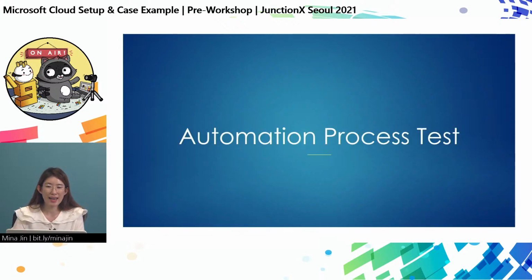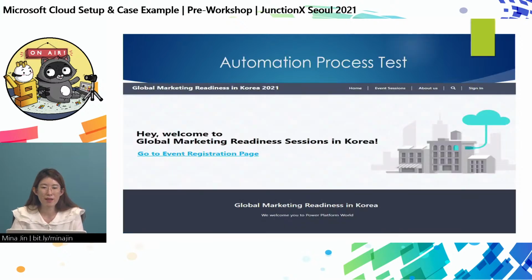Then I tested the automation process as well. As a start, go to the landing page of the website that I am hosting through Power Apps portal. The event website is connected to the registration form. So go to the blue one that shows event registration. It leads you to the page.